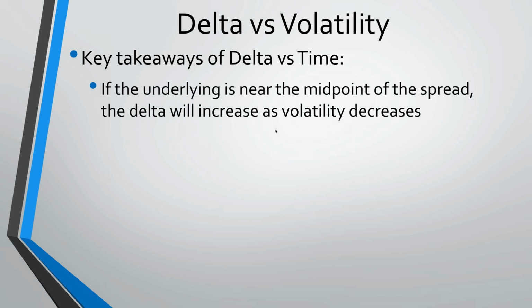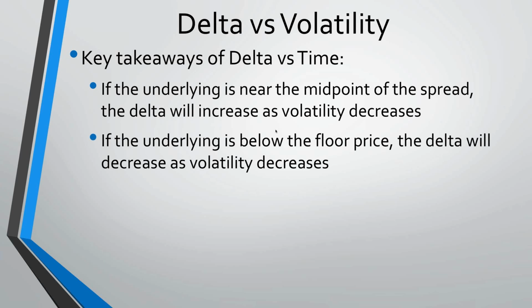So key takeaways of delta, that should say delta versus volatility. If the underlying is near the midpoint of the spread, the delta will increase as volatility decreases. Why? There are fewer options that can happen. If the underlying is below the floor price, the delta will decrease as volatility decreases. Why? Because it's less likely it will be worth something. There are fewer possible prices, and if it's out of the money, it's not very good for you if volatility drops.